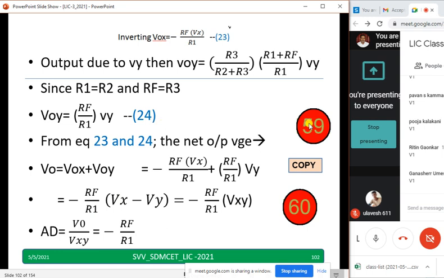Just copy down, take 1 minute and try to understand how I got Voy, because I am assuming R1 equal to R2 and RF equal to R3, and Vox is from the previous slide. Simply I am adding these two. I am getting AD equal to minus RF by R1.